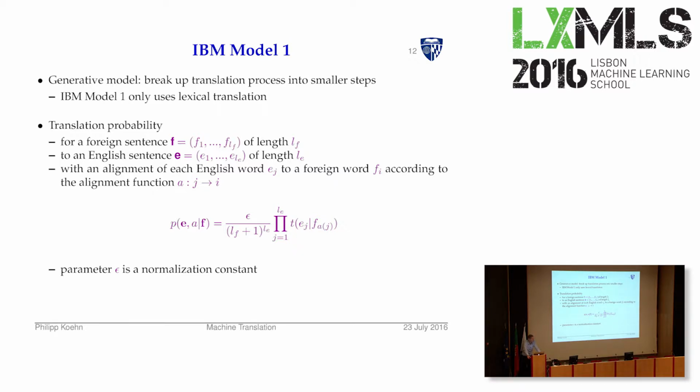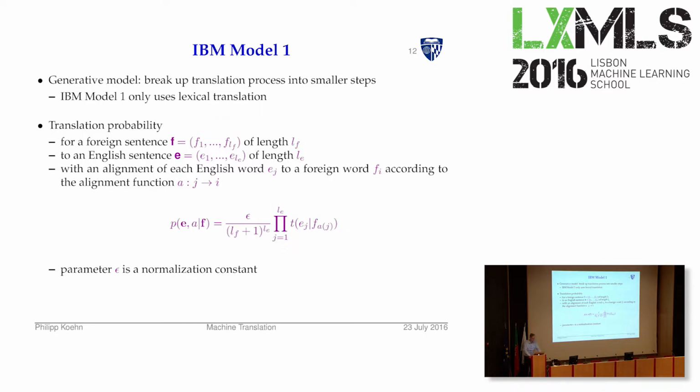so that's all we need to come up with IBM Model 1. The core of that is actually just the product there on the right. The idea is that the model tries to explain every English word we produce, by what is the probability that it's a translation of a foreign word, and which foreign word? Well, the one it's aligned to. So here's our alignment function, and that maps the English words to a foreign word, and we can go through all of that. The stuff in front is just a normalization constant. It's not really needed for anything.